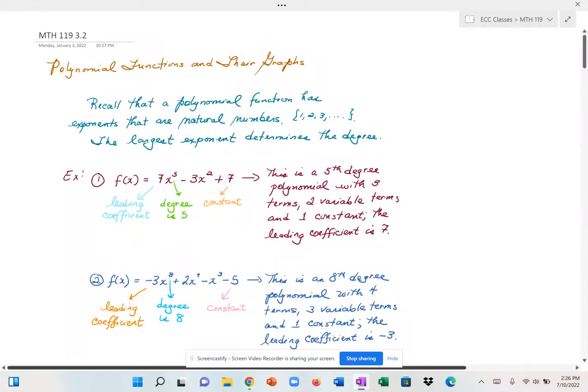Hi, this lesson is about polynomial functions and their graphs. So remember that a polynomial function will have exponents that are natural numbers. So the natural numbers are 1, 2, 3, 4, 5, etc. So you won't have any exponents that have negative numbers. You won't have any exponents with fractions or decimals in them.